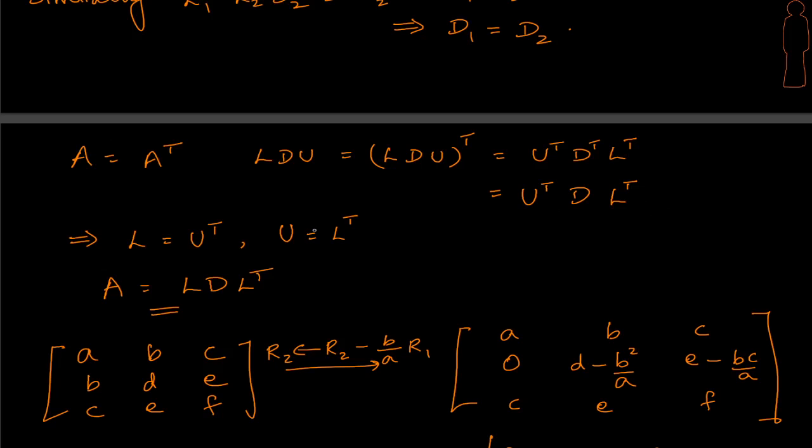And what did we just prove? We said that LDU factorization is unique for an invertible matrix, and therefore we can easily prove from here that L is the same as U transpose and U is the same as L transpose, and therefore we have the result saying A is equal to L D L transpose, right?